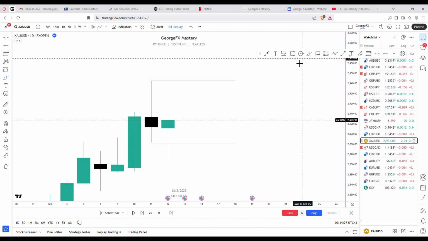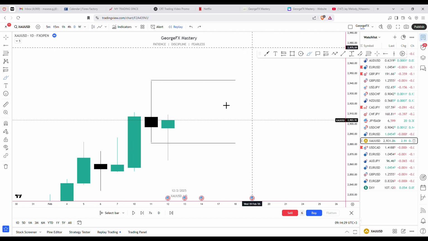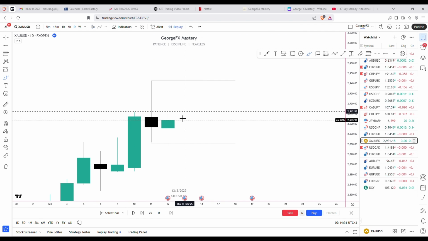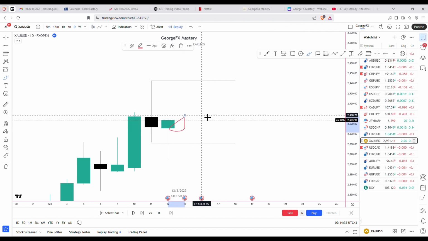The other thing you're supposed to do from here is scale down to a lower time frame to spot a fair value gap. Most of the time, I told you guys, when you're on the daily time frame, you go to the 1 hour time frame as your lower time frame to spot a fair value gap you're going to enter from. When you see a CRT on the 4 hour time frame, you want to go to the 15 minute time frame to spot a fair value gap where you will be trading from.